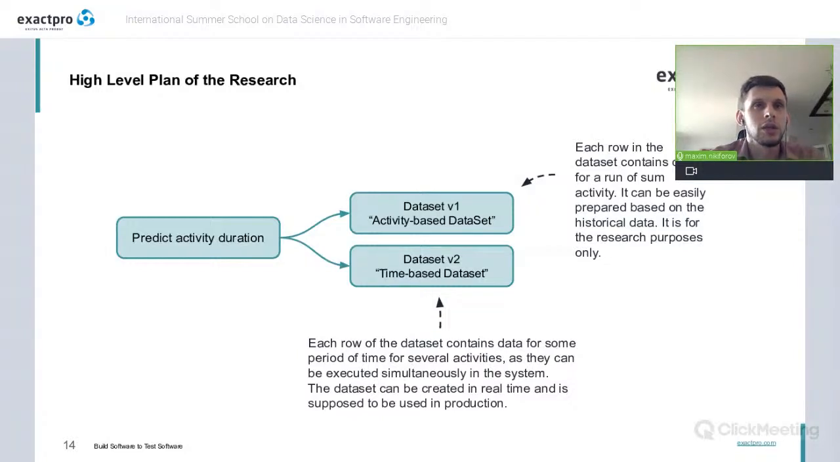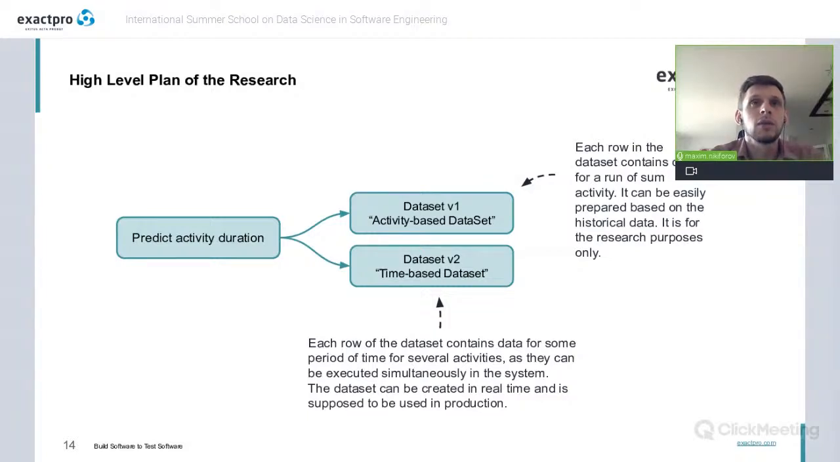And data set two is a time-based data set. Each line of this data set is a timestamp, and the rest of the columns contain aggregated features and information from statistical log parameters, and can contain information about several workflows at the same time.